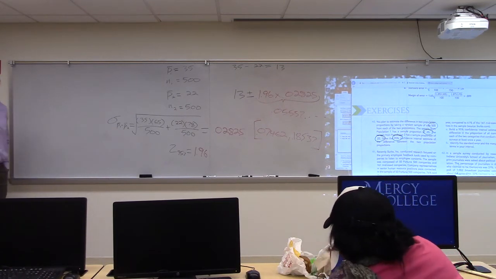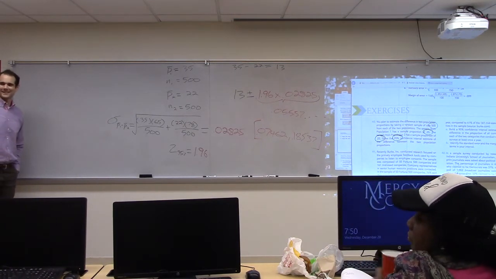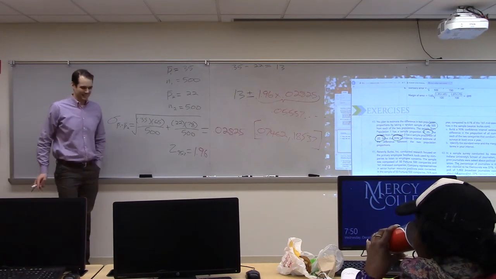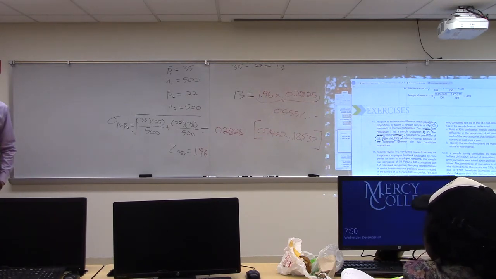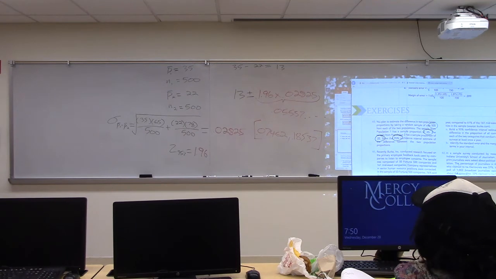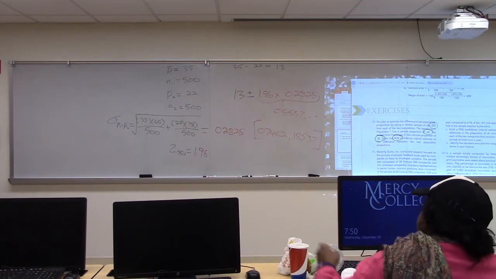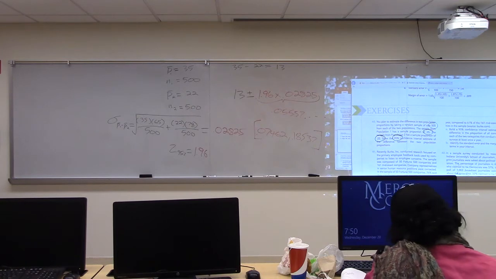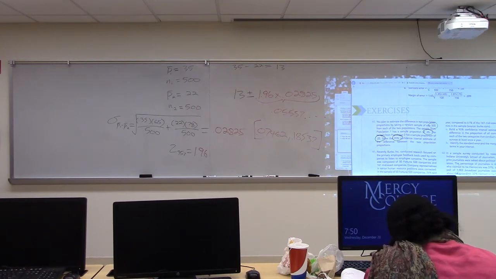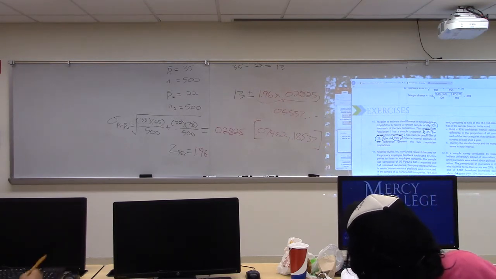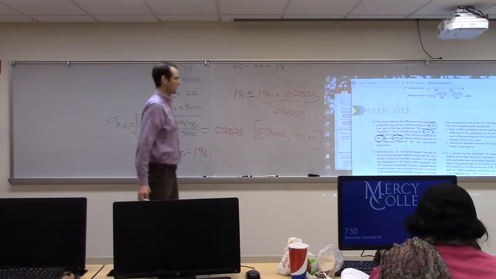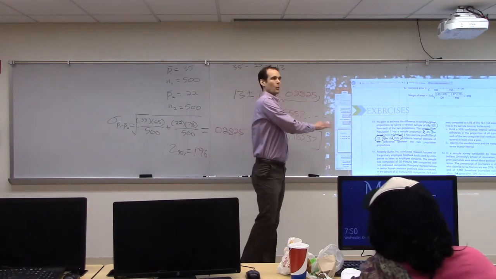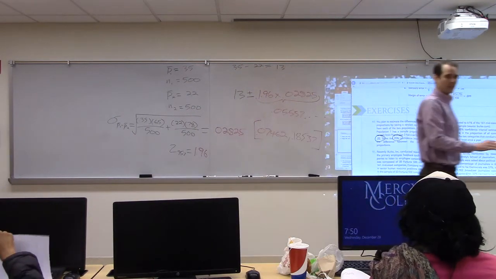Who can give us the interpretation? That is right. Go for it, Amanda. We are 95% positive that the true population proportions are between 0.07462. Okay, what did she miss? Difference. We're 95% confident that the true population proportion difference is between those two numbers. Great.